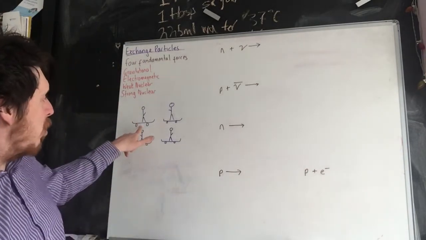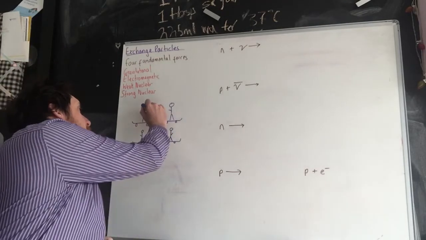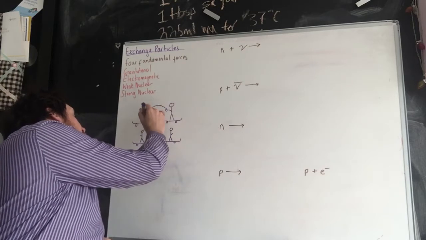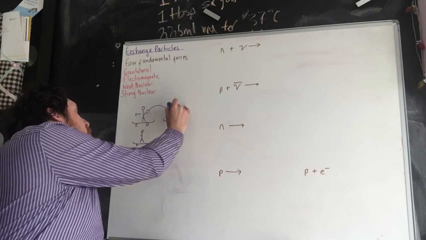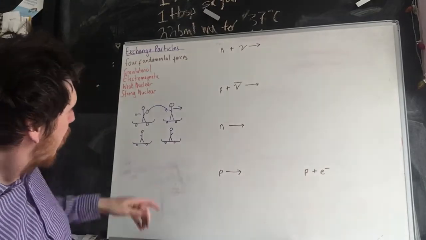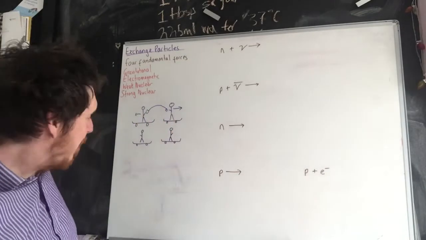So if we imagine two people on skateboards, and I throw a ball from one person to the other person, that person will move that way due to recoil, and that person will move that way. So a ball has been exchanged and that brings about an effect.